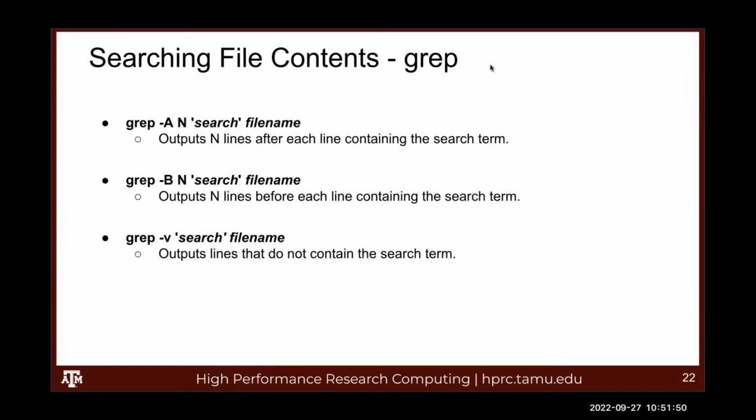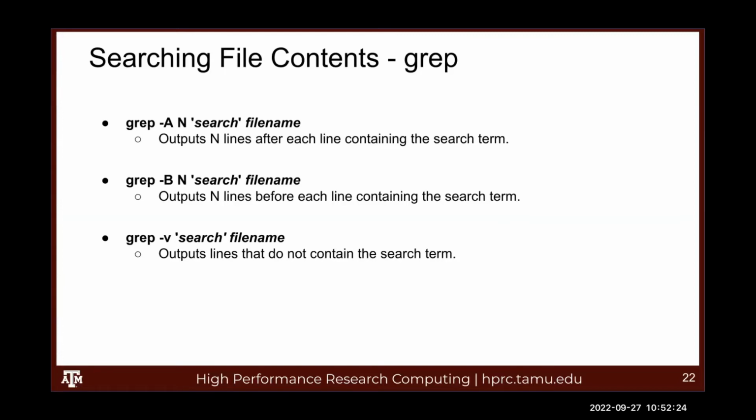Okay, a little bit of additional usage here. If you use -A, it will output n lines after each line containing the search term. So say you don't only want to see the lines that contain a certain word, you want to see the lines after it, you can use -A. -B is the same thing, but it looks for lines before each line containing a certain word. And -v outputs lines that do not contain the search term.